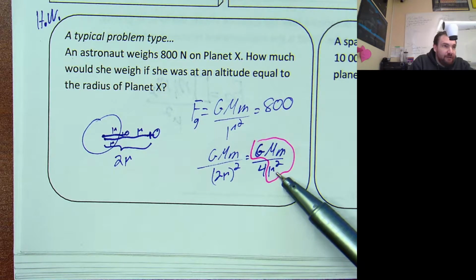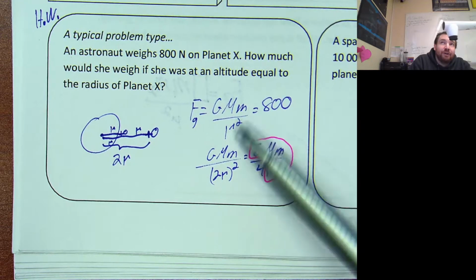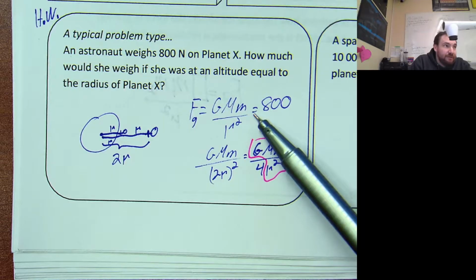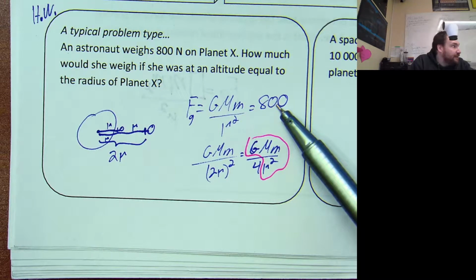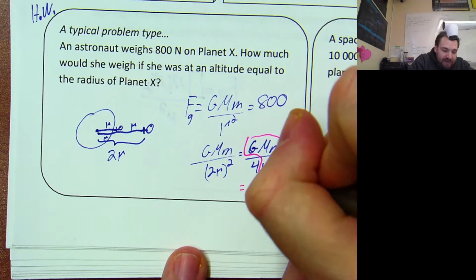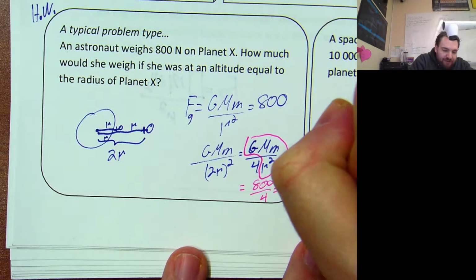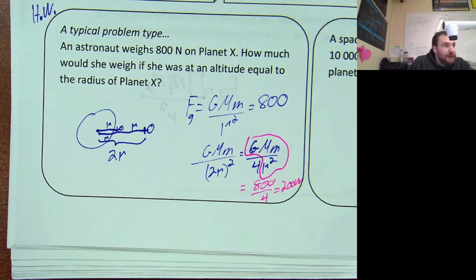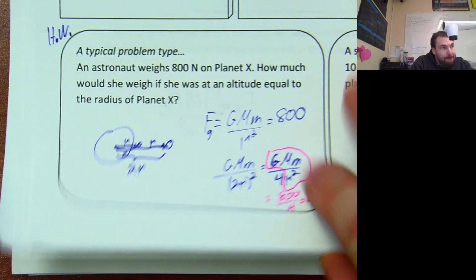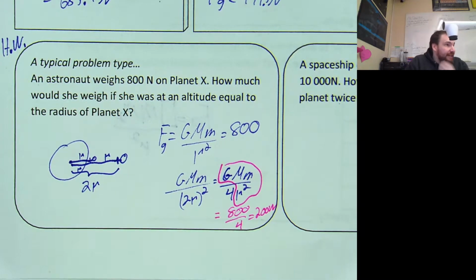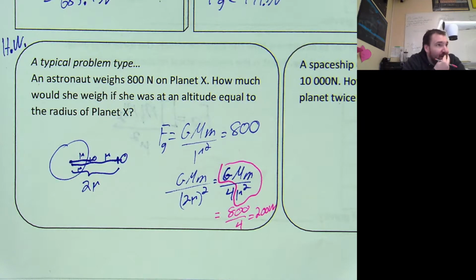GMm over r squared equals 800, yes? You see how I'm rationalizing that? So then this is going to equal 800 over 4, which is 200. So her weight is going to be 200 newtons, which we did kind of talk about. If I double the radius, it's going to be 1/4 the mass. So no, not mass. 1/4 the weight.